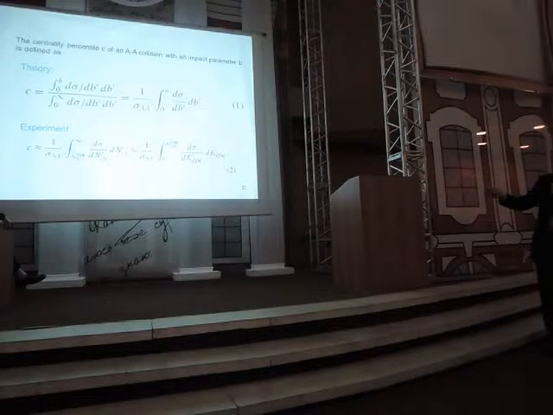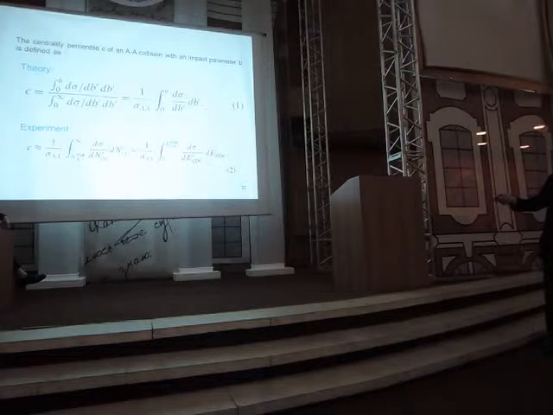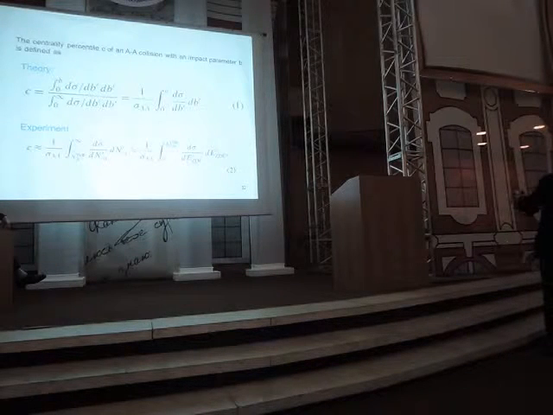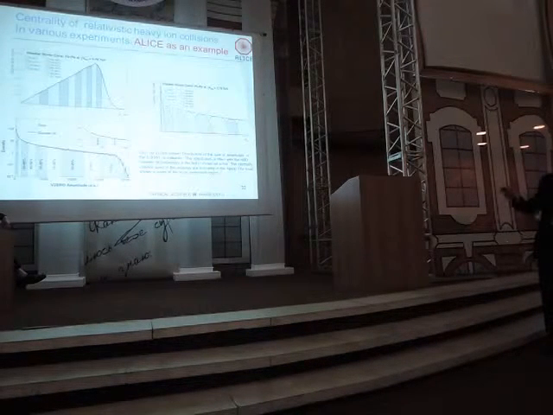Centrality can be defined as a fraction of the cross section from 0 to impact parameter B relative to the overall impact parameter distribution. In experiment, one can set some thresholds in one or another type of detector and measure a similar ratio and define the centrality. So this is the example.